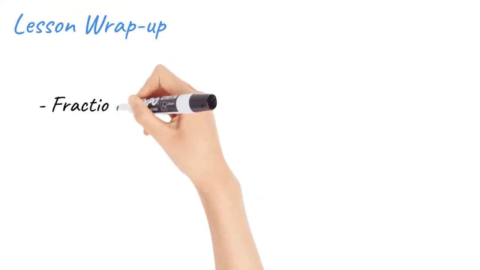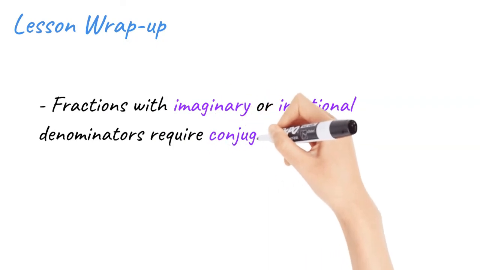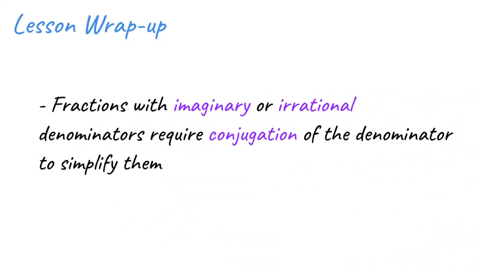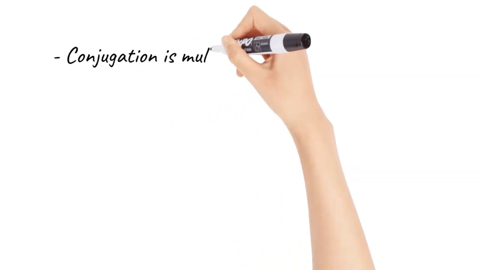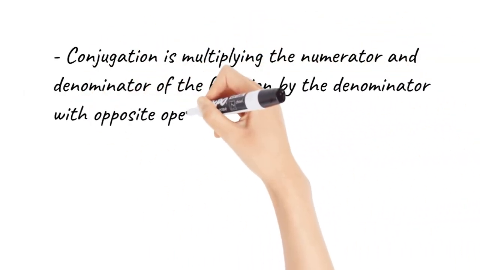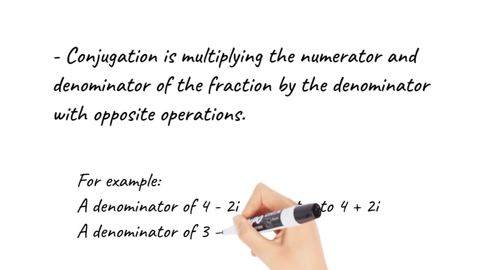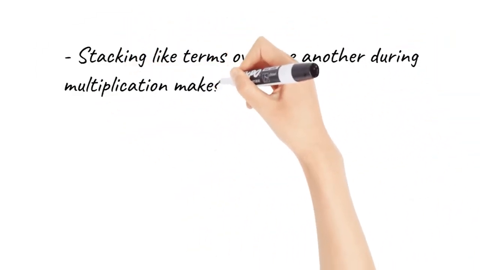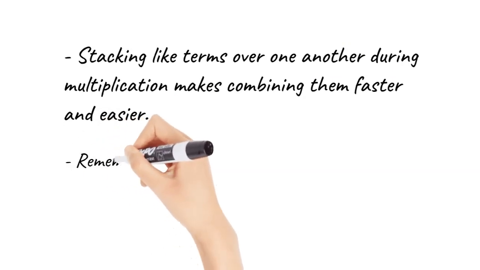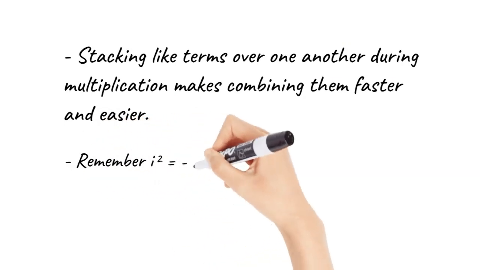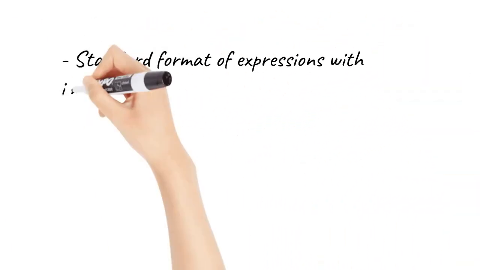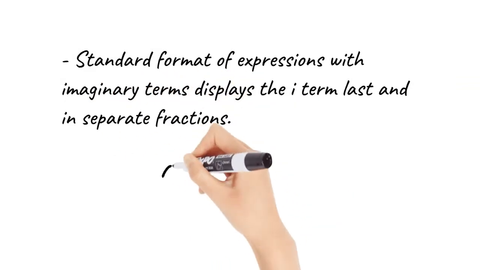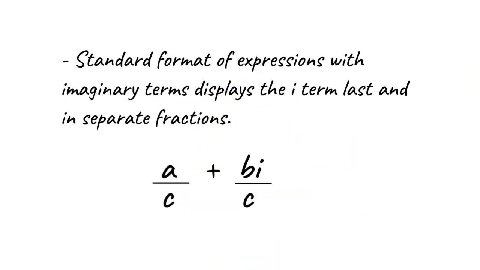So let's review. Fractions with imaginary or irrational denominators require conjugation of the denominator to simplify them. Conjugation is multiplying the numerator and denominator of the fraction by the denominator with opposite operations. Stacking like terms over one another during multiplication makes combining them faster and easier. Remember, i squared equals -1. Standard format of expressions with imaginary terms displays the i term last and in separate fractions.